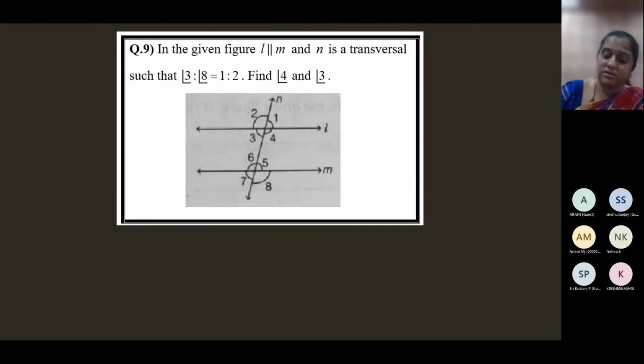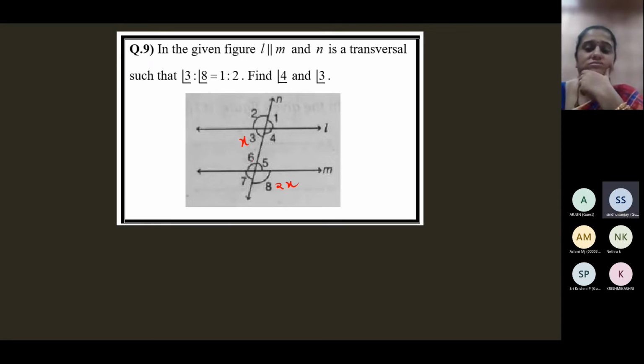Now 3 is x and 8 is 2x, because angle 3 is one part and 8 is two parts. So if angle 3 is x, 8 is 2x. Ma'am, angle 6 is also 2x because it's vertically opposite angles. Correct. So you can bring this 2x here, because vertically opposite angles are equal. If 8 is equal to 2x, then 6 is also 2x.